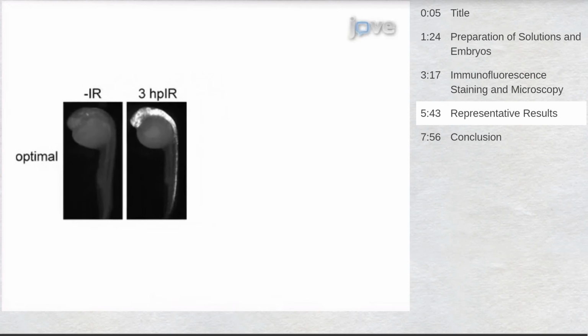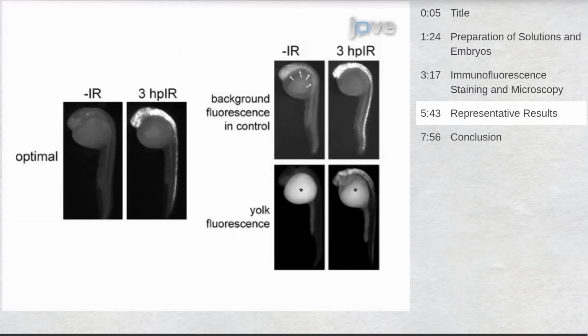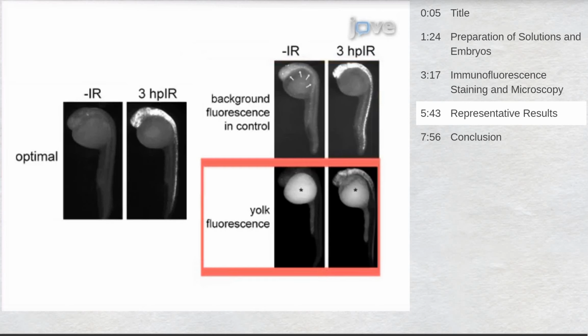This figure compares the optimal caspase-3 assay result to two common suboptimal results that arise when critical steps are compromised, as outlined in the discussion section of the text protocol. First is a weak signal-to-noise ratio due to background fluorescence in animal tissue, and second is yolk fluorescence that distracts from the signal of interest.